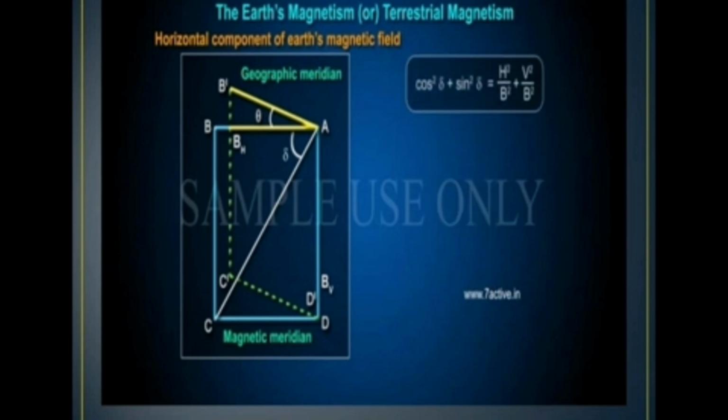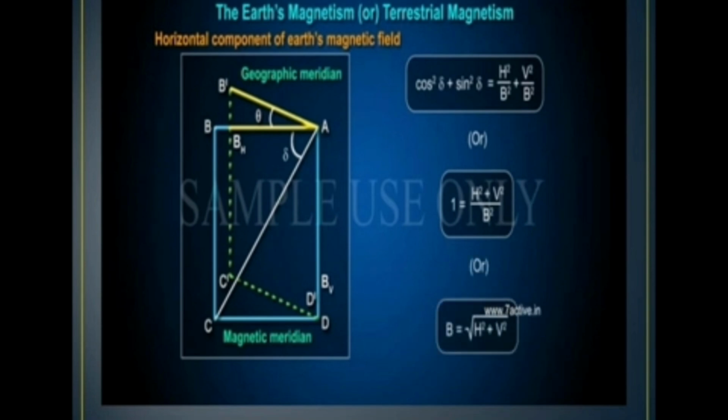Suppose you square and add the two values, you will get cos square delta plus sin square delta equals H square by B square plus V square by B square. So here cos square delta plus sin square delta equals 1, so 1 equals H square plus V square by B square. B square is common for the two terms, that's why we are taking it. Or B equals root of H square plus V square.